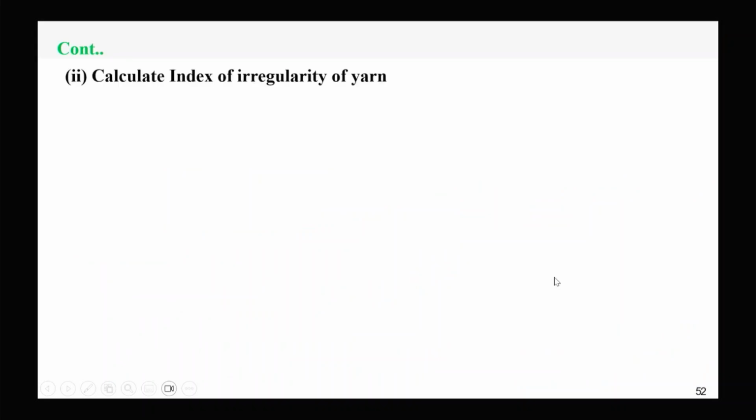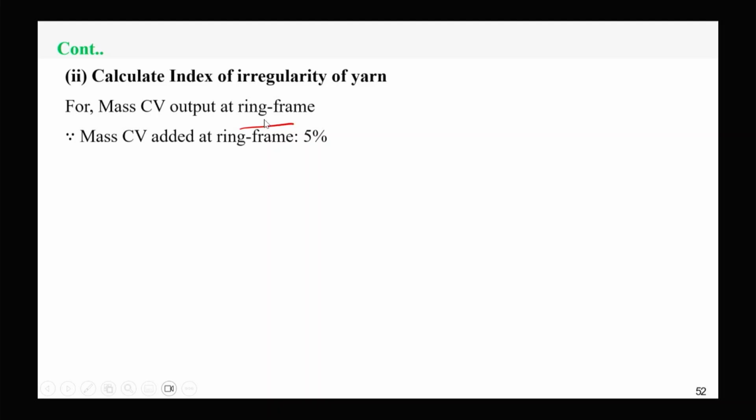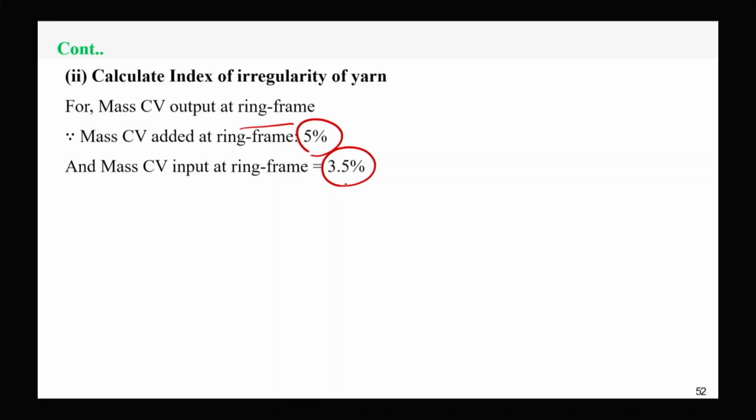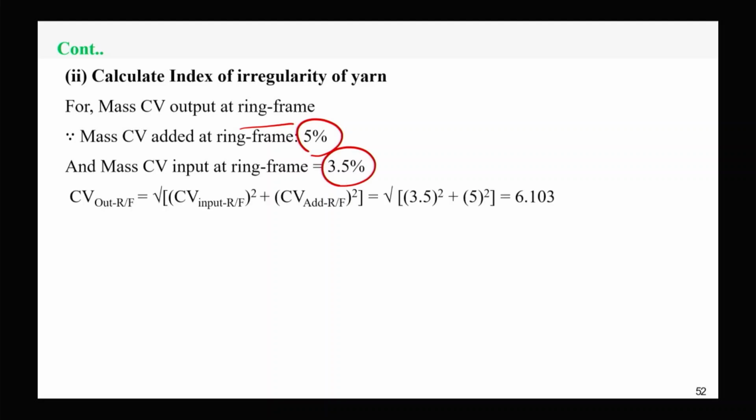Then next step is the index of irregularity of yarn. For that we have to calculate the CV output of ring frame, that is yarn CV, actual yarn CV. And when we know the CV added in ring frame and we know the mass CV of roving, we can calculate the CV output of yarn. So this is the yarn CV%.